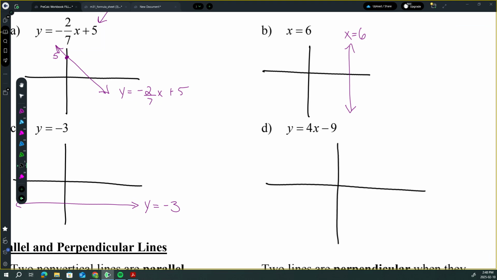Okay. With this graph, y is equal to 4x. I'm noticing I have a positive slope here, and my y-intercept is at -9. So, -9, and it's going to be pretty steep because slope is 4. So we'll go like so. Y is equal to 4x minus 9.